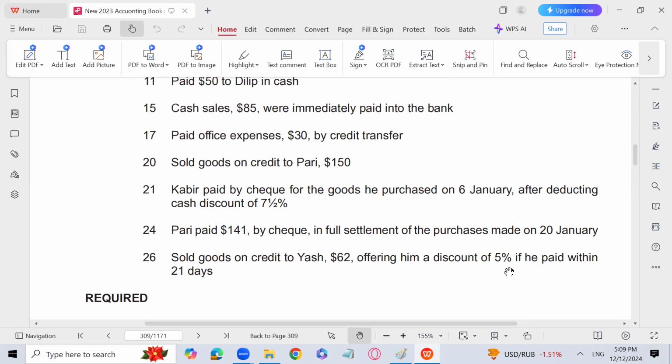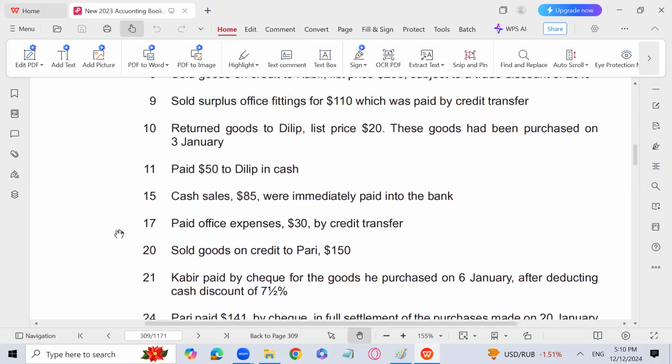So bank debit, increase in asset. Discount allowed is an expense, it is always debited. And Kabir is no more my trade receivable, so it is going to be credited. But what is the amount on which we are going to calculate the discount of 7.5%? Let's see.